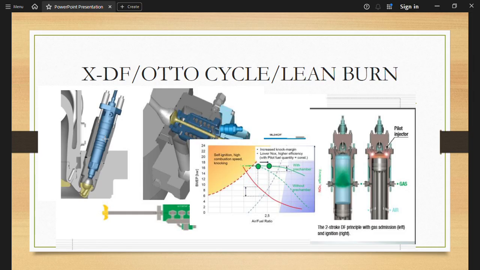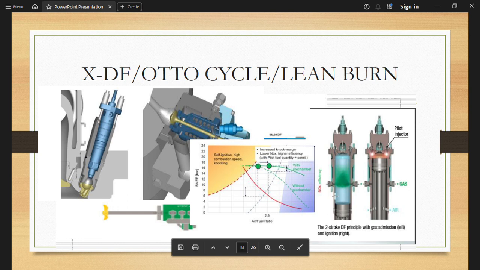We have XDF auto cycle lean burn. So you know, Ignish, that it is running on auto cycle. So in these types of engine we have two ejectors, or we can say the fuel valve, two-stroke DF principle with gas admission and injection. So here you can see the pilot injector here.